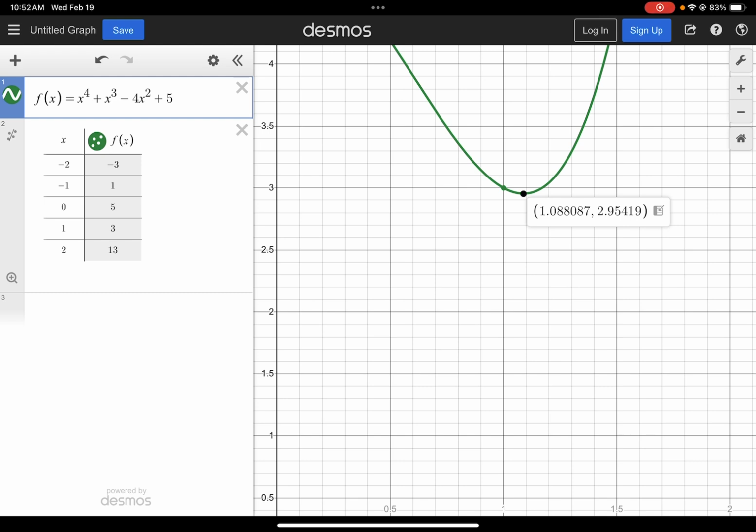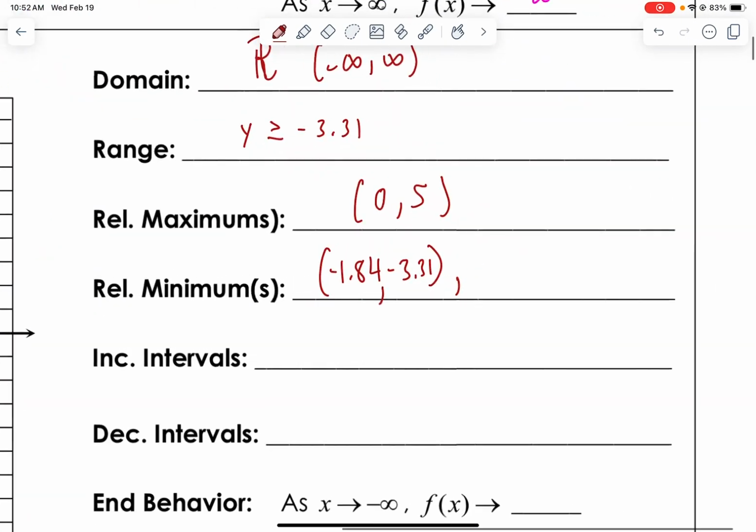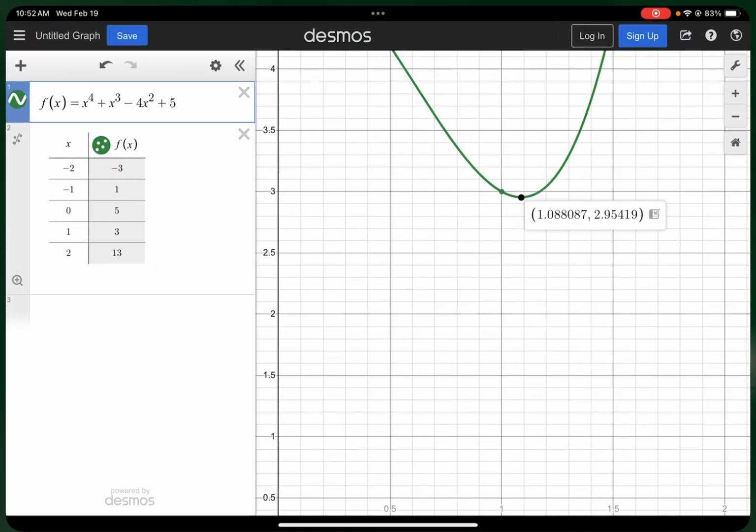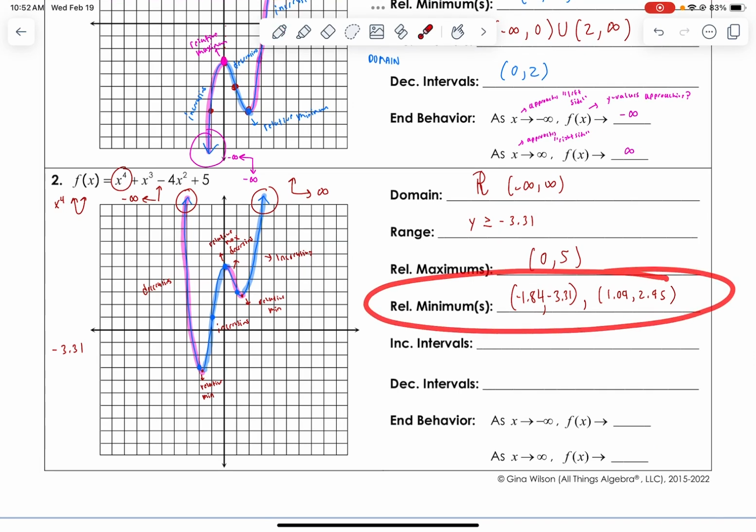1.08, 2.95. If you round those to 2 decimal places, we'll go ahead and get 1.09, sorry, 1.09, comma, 2.95. Let me just double check that. Yep. So there you go. Here, in this case, we get 2 relative minimums.